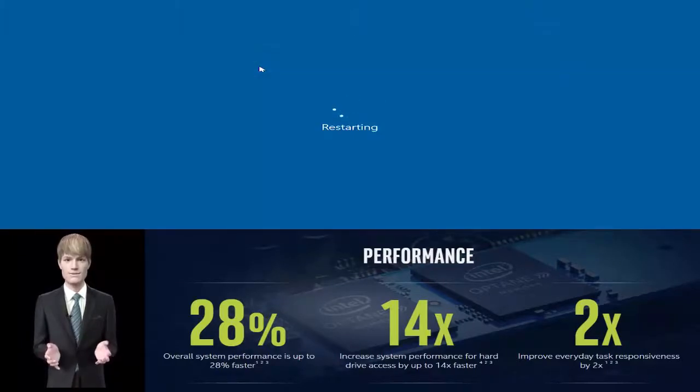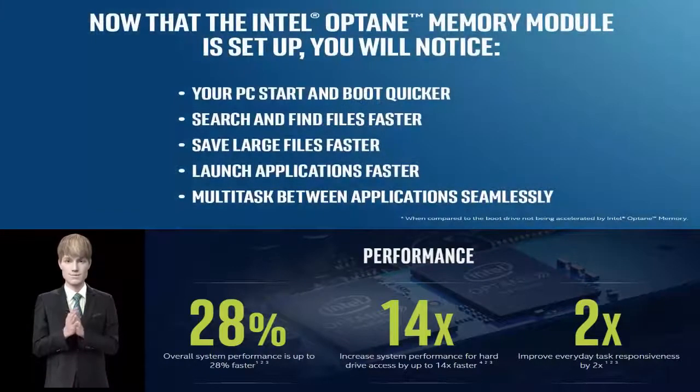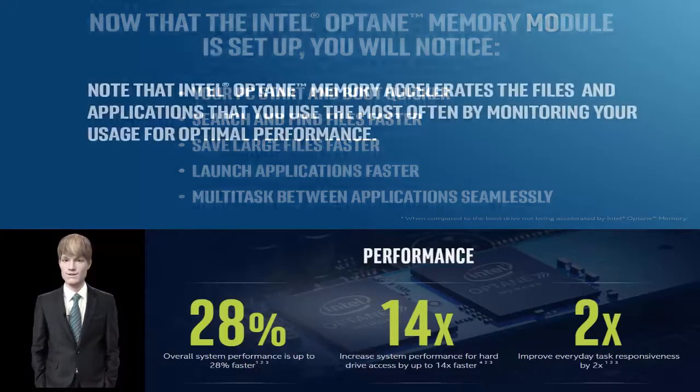Note that if you have an Intel Optane Memory module with a capacity of 32 GB or larger, you'll see additional optimizations being done during this restart. Now that Intel Optane Memory is all set up, you will begin to notice your PC start and boot quicker, search and find files faster, save large files faster, launch applications faster, and multitask between applications seamlessly, making your PC feel faster, more responsive, and accelerated.